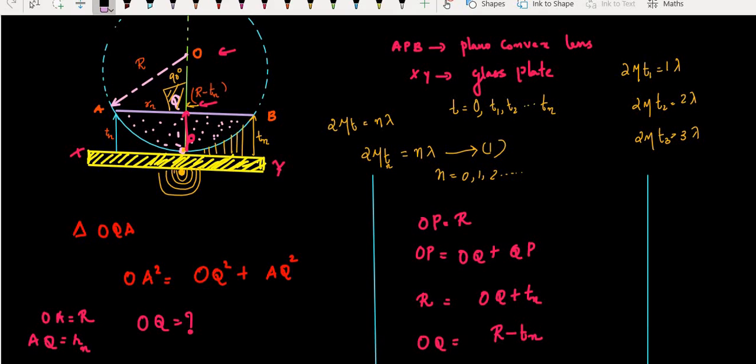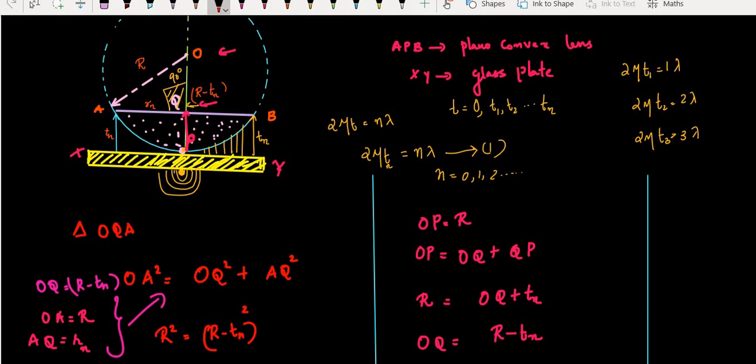Now we have everything: OQ is equal to R minus Tn. Now we are going to substitute all this into this equation. So what will we get? We will get OA square, that is R square, is equal to OQ, which is R minus Tn, the whole square, plus AQ, which is rn square.